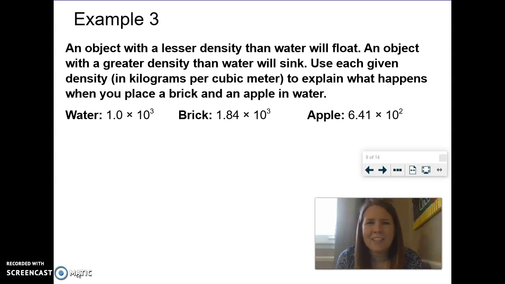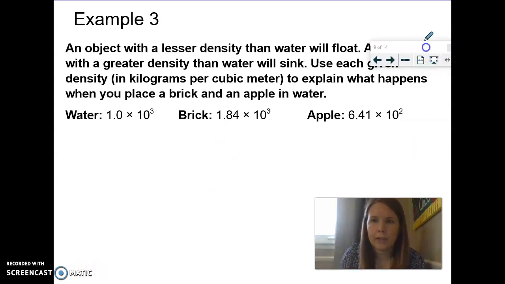Anyways, use each given density in kilograms per cubic meter to explain what happens when you place a brick and an apple in water. All right. So obviously you can already kind of assume that a brick would sink, but let's double check because maybe it's made out of some other material. But I'm not sure about the apple. To be honest, the apple could float. The apple could sink. So we need to know how much the density of water is.